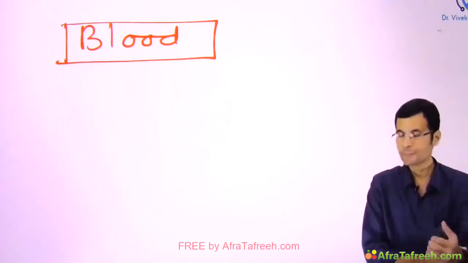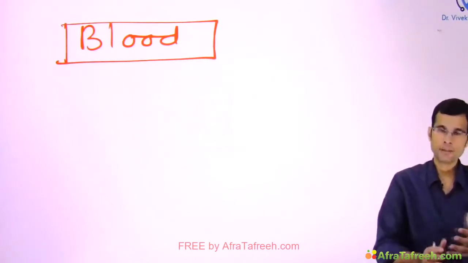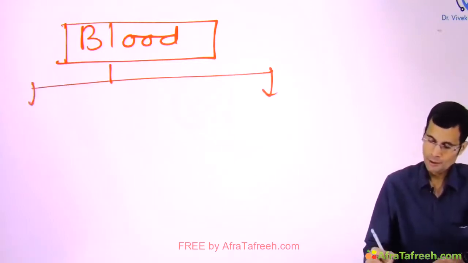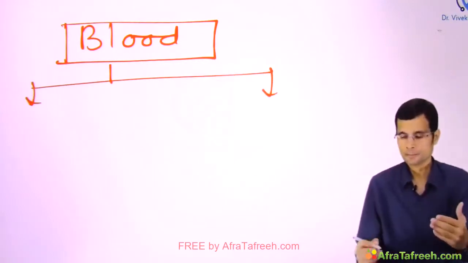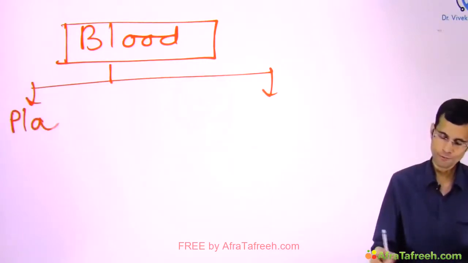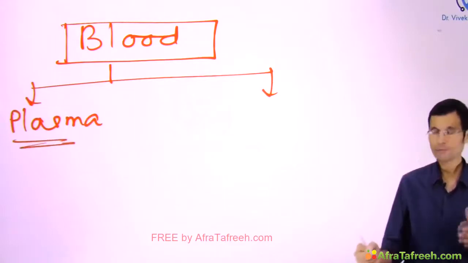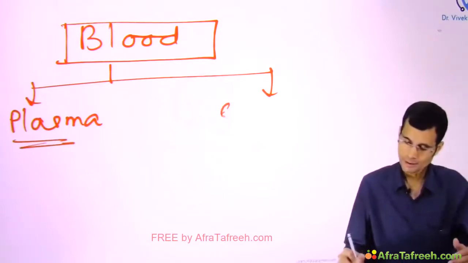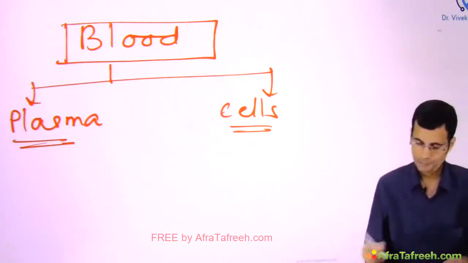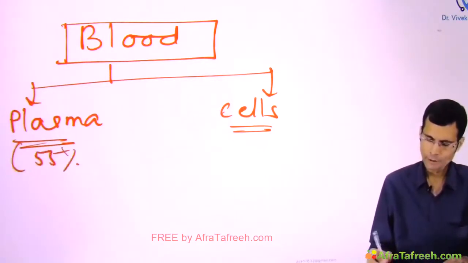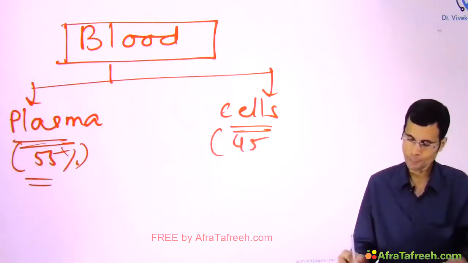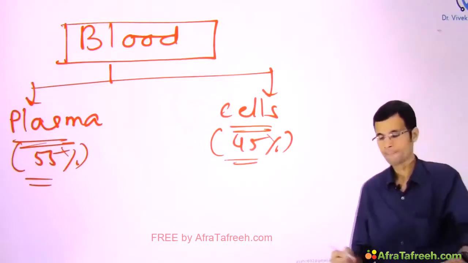Let's discuss the blood and hematology under certain headings. Blood is a liquid connective tissue composed of the liquid called plasma and the cells, the formed elements of blood. In any unit quantity of blood, plasma is roughly about 55% and the cellular component is about 45%.